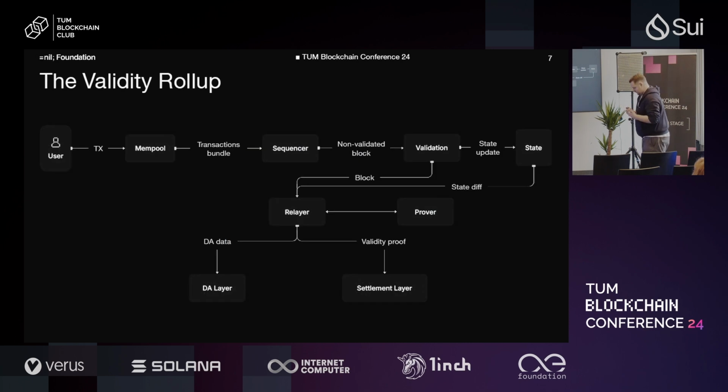And let's first of all try to understand how normal validity rollups work. This is a common schema. First of all it starts from the mempool, then transactions are sequenced in a single non-validated block, then block.